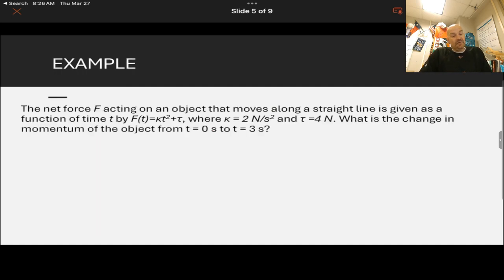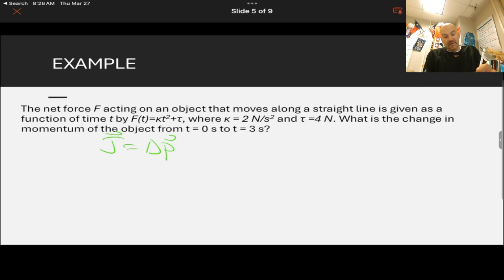We're given that a net force acts on an object moving in a straight line. It's given as a function of time t by F of t equals kappa t squared plus tau, where kappa is 2 newtons per second squared, and tau is 4 newtons. What is the change in momentum of the object from 0 to 3 seconds? Okay, they're giving you information for an impulse, but they're asking you for change in momentum. But the good thing is, remember, impulse equals change in momentum.